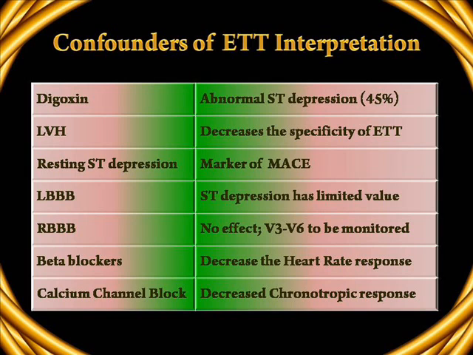Right bundle branch block has no effect, but we have to monitor V3 to V6 and not V1 and V2, because RBBB will interfere with the interpretation if we use V1 and V2. Beta blockers: when the patient is on beta blockers, the heart rate response is decreased and they may not achieve the threshold heart rate. Calcium channel blockers decrease the chronotropic response. So, it is important to know the history of these parameters like digoxin, LVH, resting ST depression, LBBB, RBBB, beta blockers and calcium blockers before we interpret the ETT, because these variables confound the interpretation.